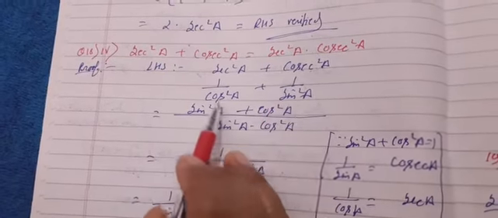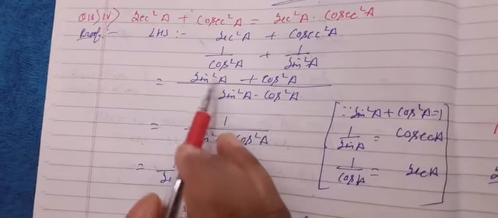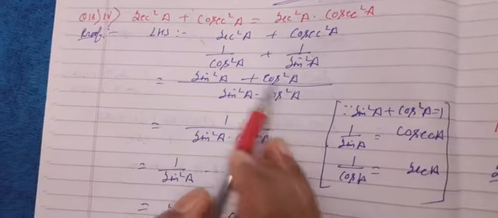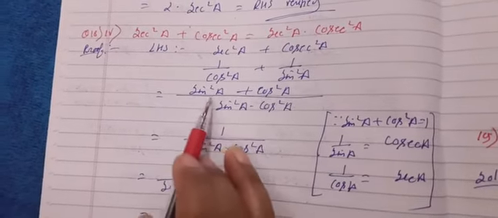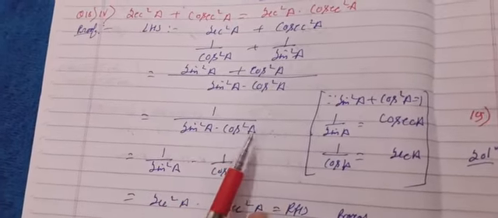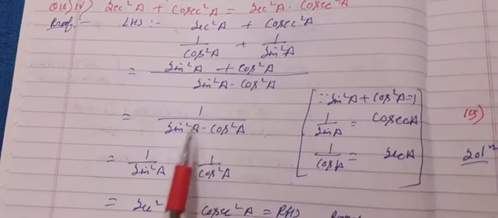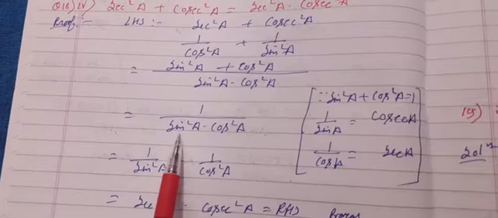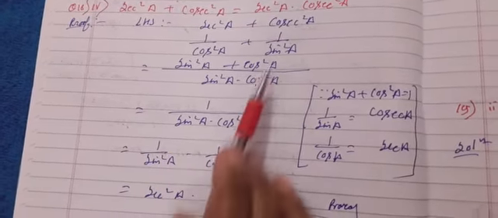Now take an LCM, that is sin square a into cos square a. So here is sin square a plus cos square a, and we know that sin square a plus cos square a is equal to 1. So 1 upon sin square a into cos square a. Again I cross checked what we need to prove. Then I got that 1 by sin square will become cosec square a and 1 by cos square will become sec square a.